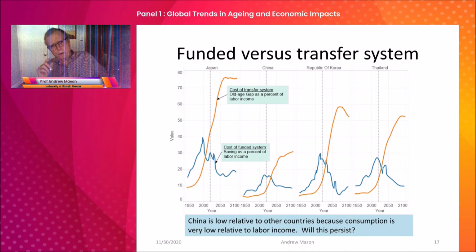So the final thing I want to do is to compare two approaches. You could fund old age needs in principle by just relying on transfer programs. So you can tax workers essentially and use that to pay for the life cycle deficit of seniors. And that orange line shows what the cost would be as a share of labor income in Japan, China, Korea, and Thailand. Well, it goes up very sharply in all of these countries, and it stays up at very high levels if we do not deal with the life cycle deficit.